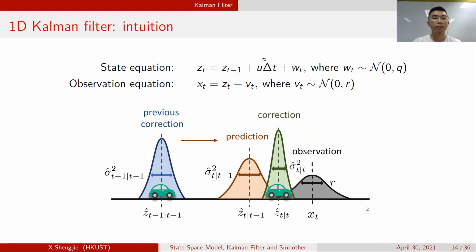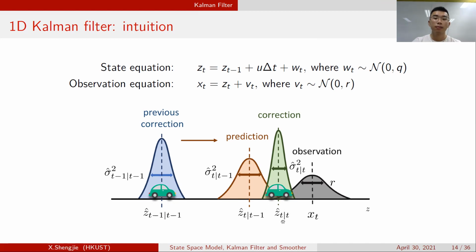Let's see how it works in our previous example. Here the state-based model is placed. Assume at t-1 we have a previous correction. The first step of the Kalman filter is doing prediction. We predict what the car's position looks like in the next time step at time t. So this will be a bell curve. And then we observe at time t from the sensors, so we will have another bell curve.